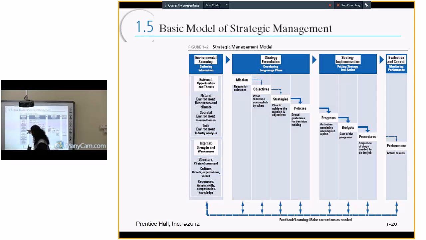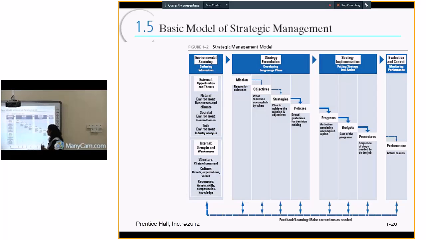Yes, before that, when it comes to the external environment, we might be thinking about mainly three environmental elements. That means we have to see what might be happening in the natural environment, the societal environment, as well as the task environment.